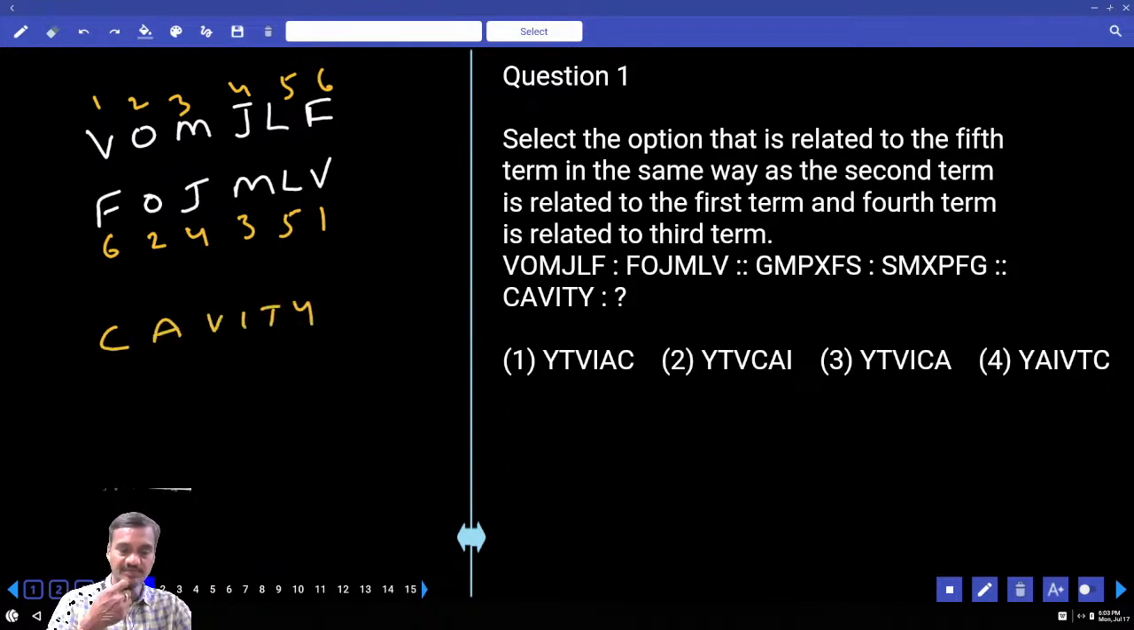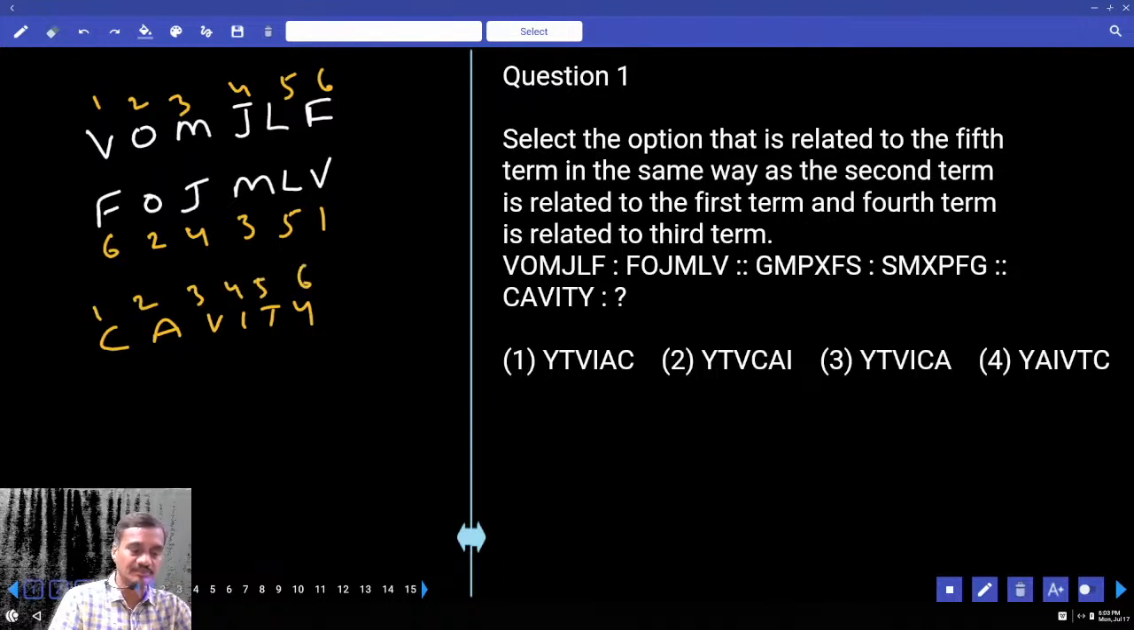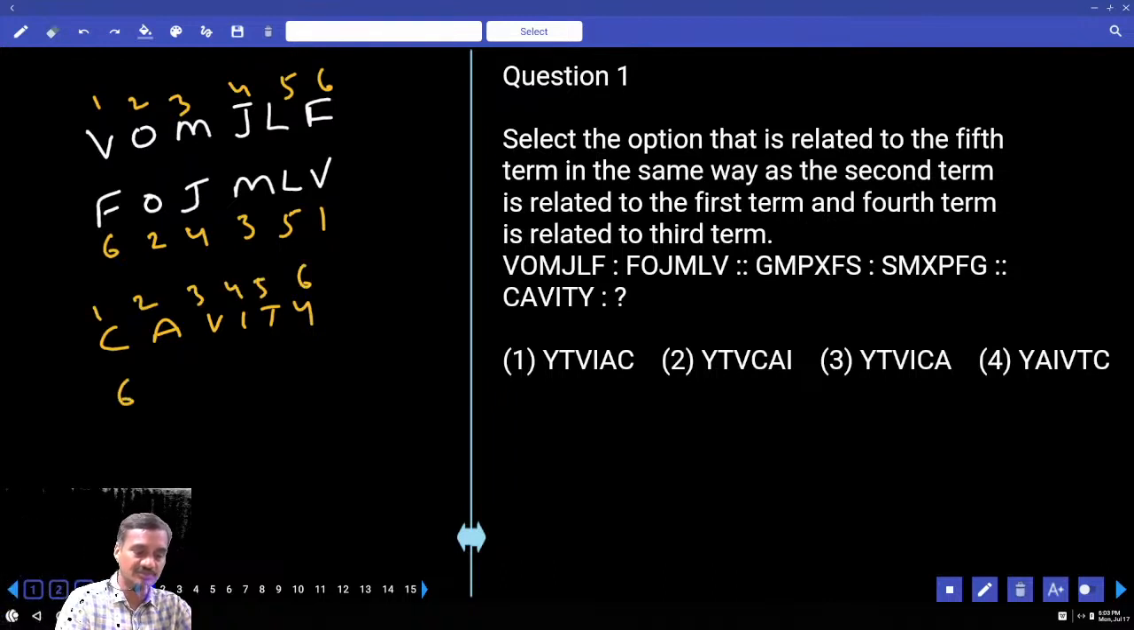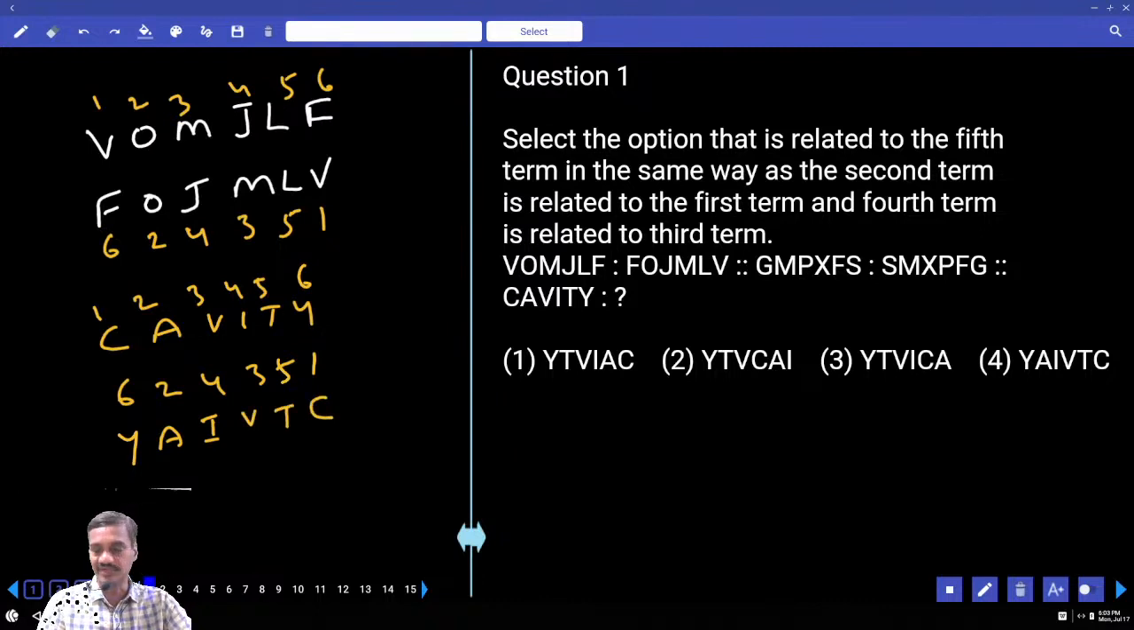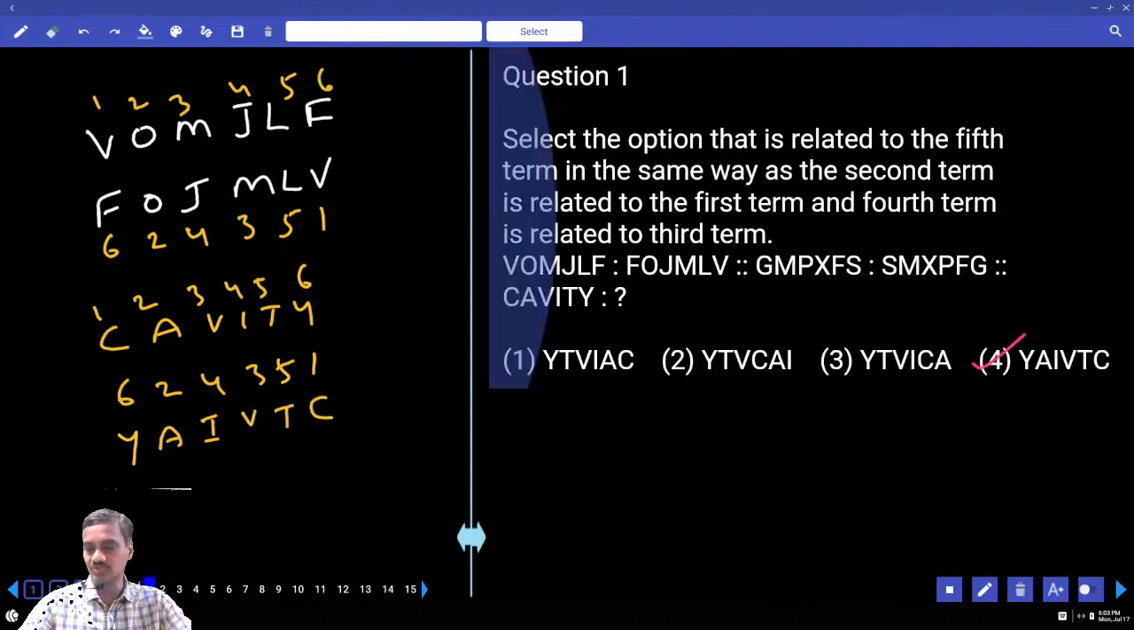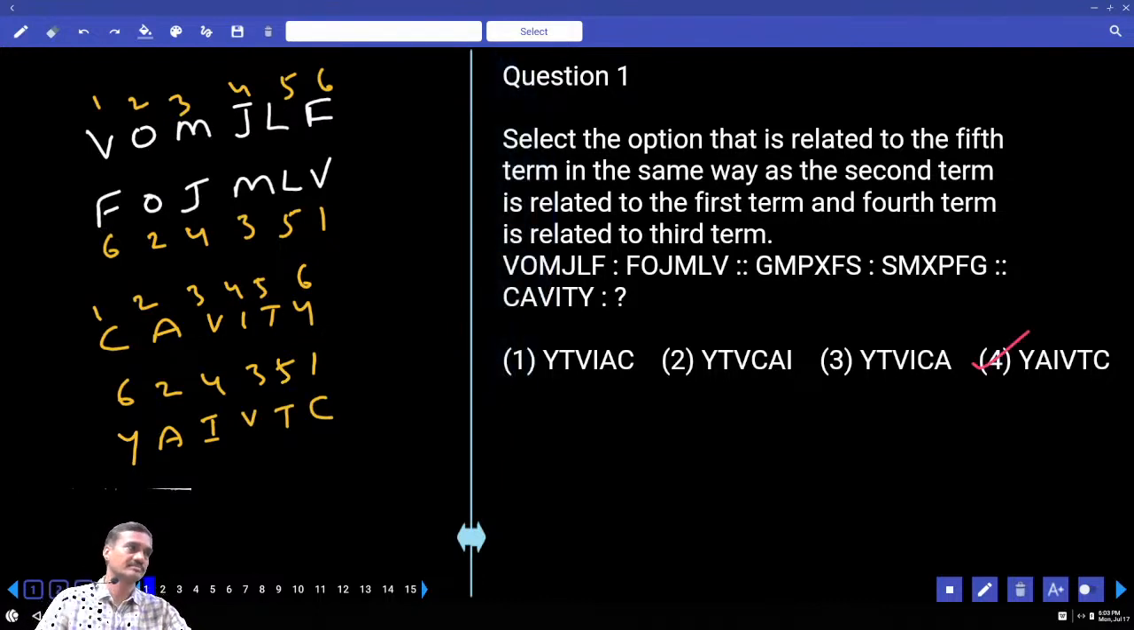CAVITY, cavity. Now in this, 1, 2, 3, 4, 5, 6, if you write like this, then tell me what is the order we have? 6, 2, 4, 3, 5, 1. Now sixth element is what? Y, and second element is A, and fourth element is I, and third element is V, and fifth element is T, and the first one is C. YAIVTC is the choice for question number 1. Clear?